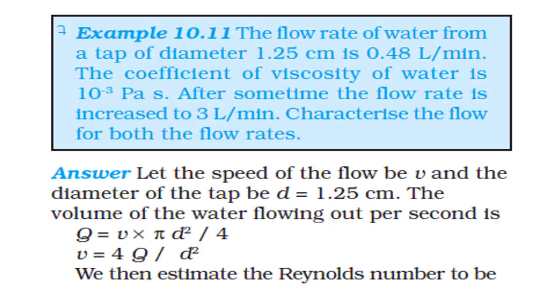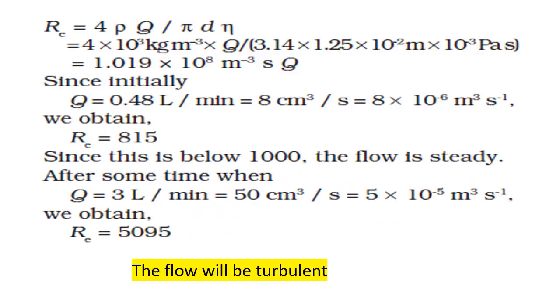For this, let the speed of the flow be V and the diameter of the tap be D equals 1.25 centimeter. The volume of water flowing out per second Q is equal to V into pi D square divided by 4. And from here, you can calculate V, and Reynolds number Re is 4 rho Q divided by pi D eta, and by putting all the values you will get it as 1.019 into 10 to the power 8 per meter cube per second cube.